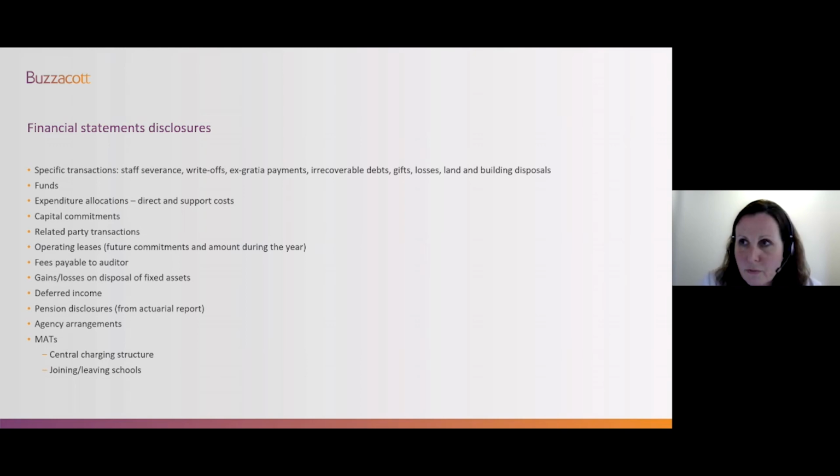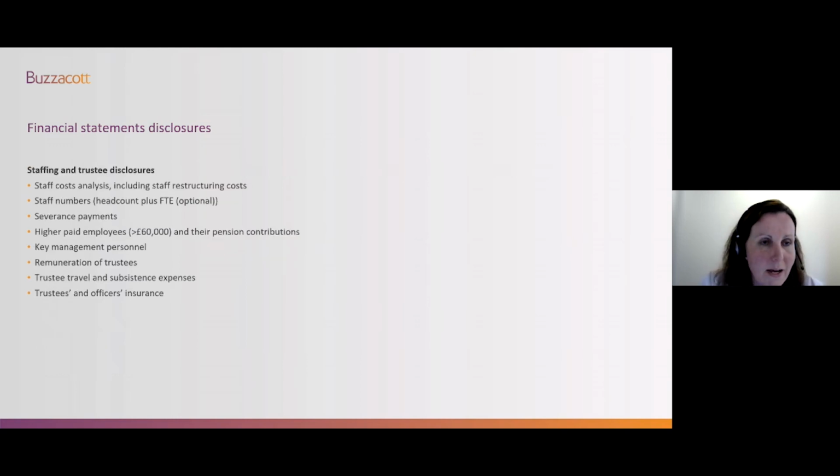So just a couple of final slides from me. Just the next one, staffing and trustee disclosures. These are really quite lengthy, many driven by the ESFA requirements, so really worth looking at these in advance of your preparation exercise, because you're likely to require input from other teams, the HR personnel, individuals particularly.